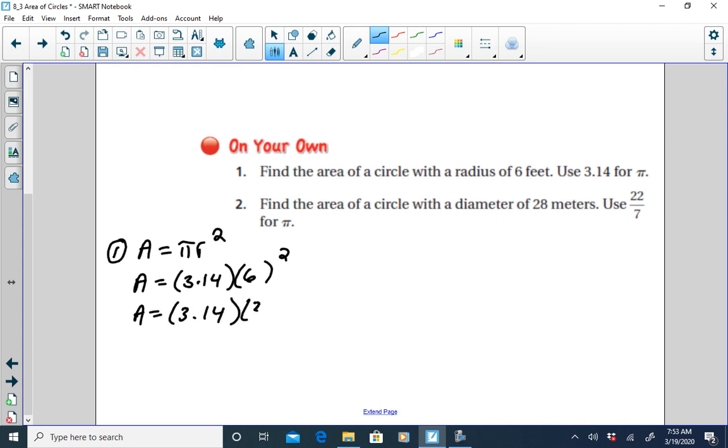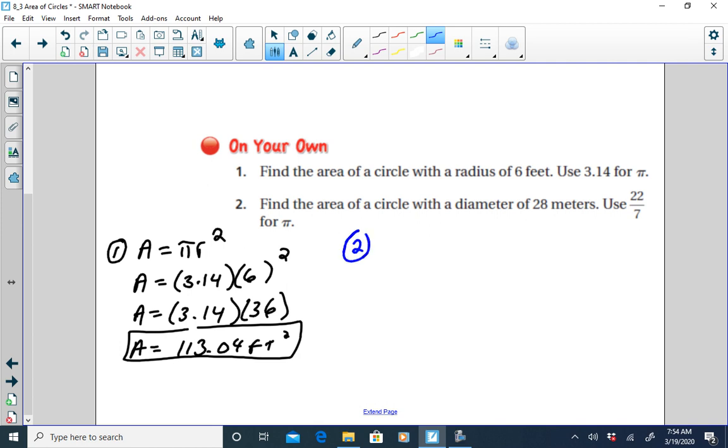So area is going to be equal to 3.14 times 6 squared, which is 36. And remember, be careful, we have to do that exponent before we do the multiplication step because of the order of operations. So if we do that correctly, area is going to be equal to 113 and 400ths. Those are square feet. And one thing I have not mentioned yet, and I should have, so shame on me, make sure that we're using square units because we are working with area. Okay? And let's do problem number 2.